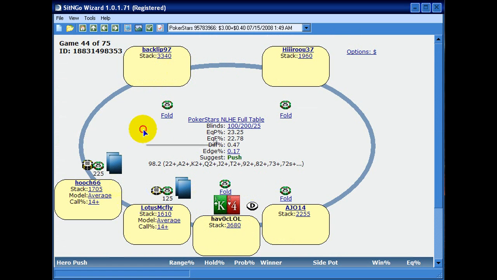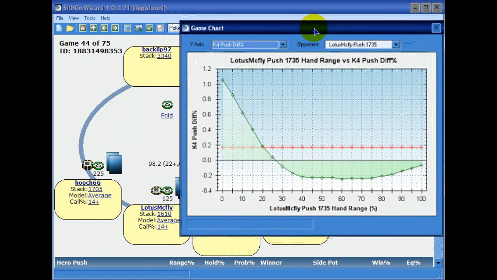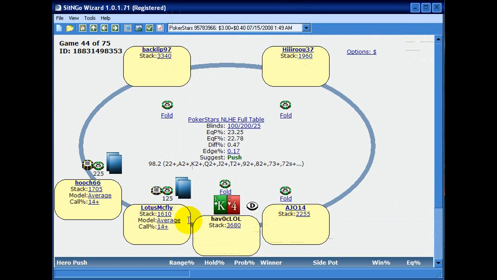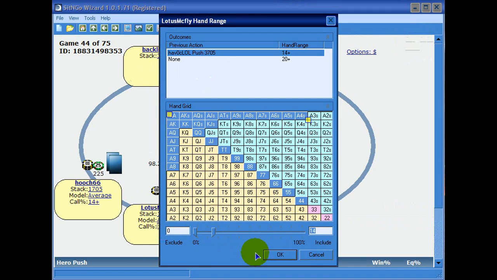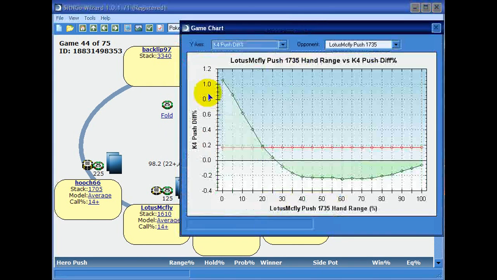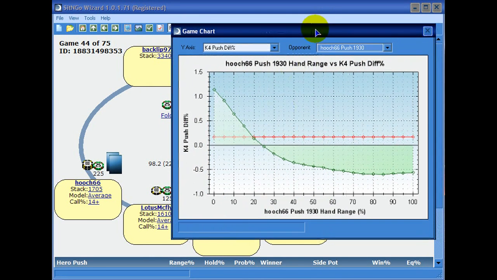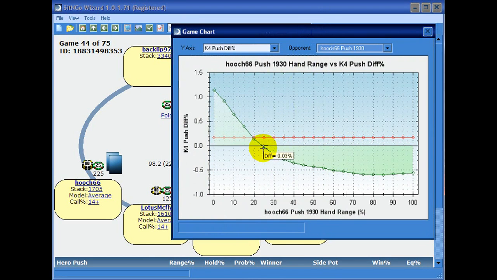If we have a look at the graph, if Lotus McFly, who is the small blind, calls us with more than 25% of hands, that starts becoming minus dollar EV. So I think to these pushes, the small blind is calling about that much here, but with the big blind, we can very quickly ascertain that once he starts calling us with beyond 25% here, it starts becoming a minus dollar EV push.